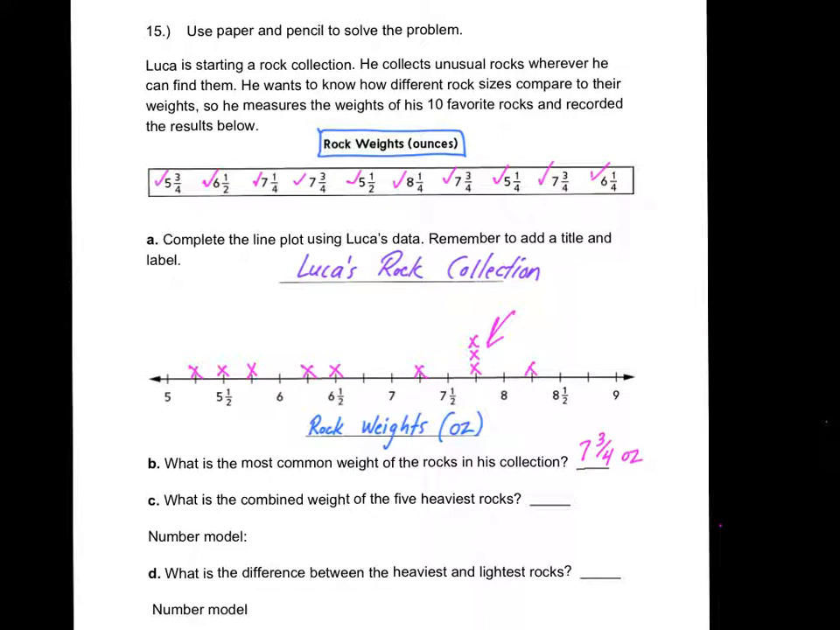Letter C wants to know what is the combined weight of the 5 heaviest rocks. Okay, so when we're talking heavy, we're talking the biggest numbers, so I'm going to look here, and these are the ones that we are going to be looking at. They're going to be our 5 heaviest. They have the biggest numbers. So our number model we are going to do here is 8 1/4 plus 7 3/4 plus 7 3/4 plus 7 3/4 plus 7 1/4.